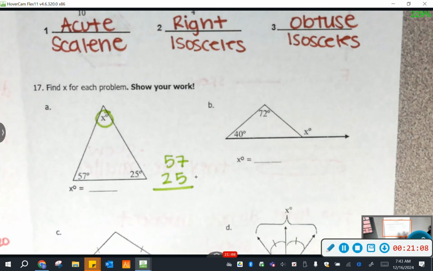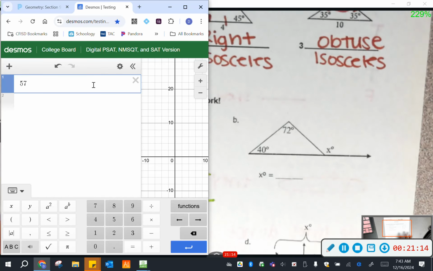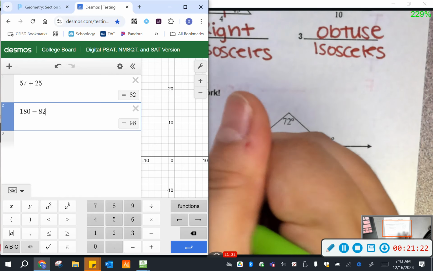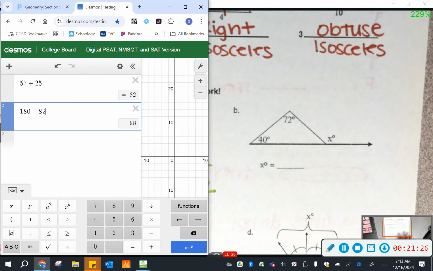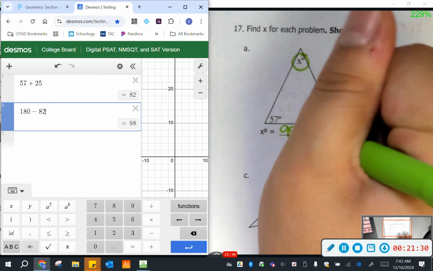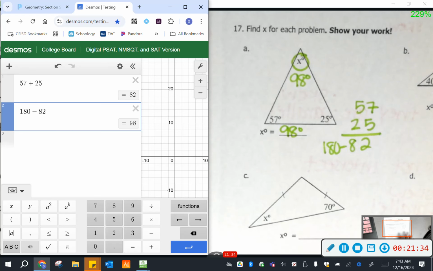So 57, instead of doing that by hand, I'm going to do it in Desmos. Just to make sure y'all are good. 57 plus 25. And then what am I going to do with that? Subtract it from 180. So 82, 180 minus 82 is 98 degrees. That's a former boy band back in the 2000s.